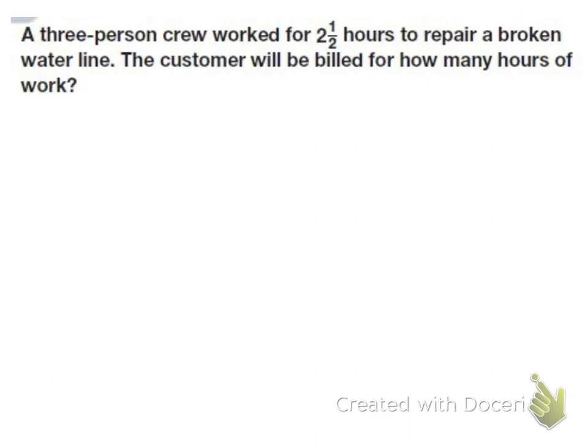Okay? When we add mixed numbers, the fraction part of the answer may be an improper fraction. So we have to convert the improper fraction to a whole number or a mixed number and then add it back in. So here we have a 3-person crew worked 2.5 hours to repair a broken water line. The customer will be billed for how many hours of work? Okay. So each person works 2.5 hours. So we add 2.5 plus 2.5 plus 2.5.